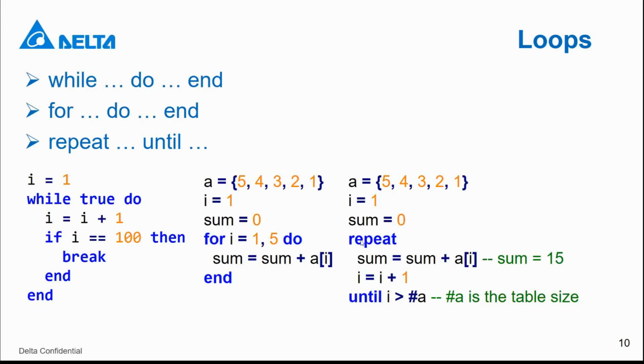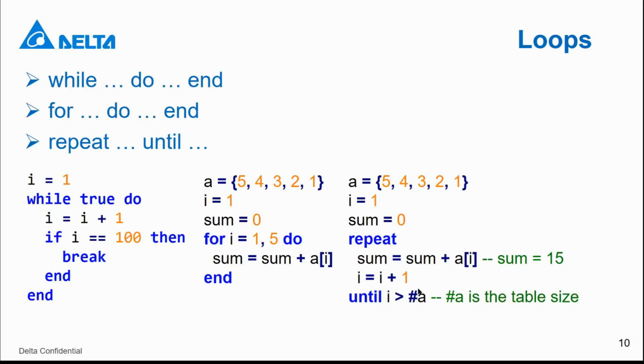The last one is repeat until. The difference of repeat until is that it will always run the statements once first before judging the condition. So for this repeat, it will add the sum and also add the index once and then judge the condition.